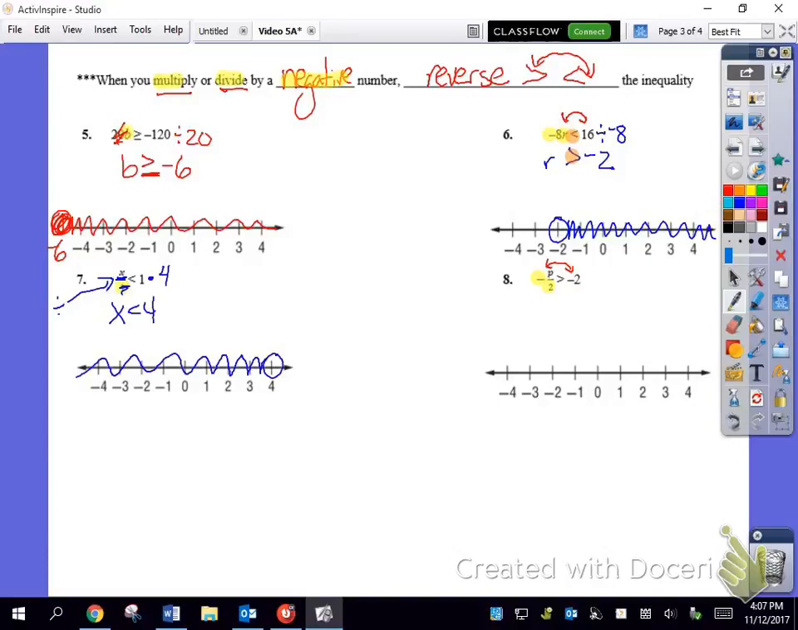Number 8, this is a negative, so I'm going to have to flip that sign. So instead of it being greater than, it's going to be less than. I have to flip the sign. And remember that symbol right there is division. That bar means to divide, so the opposite of dividing is multiply by a negative 2. So I'm going to multiply by a negative 2. So p is less than positive 4. So open, circle around the 4, and then shade to the left.